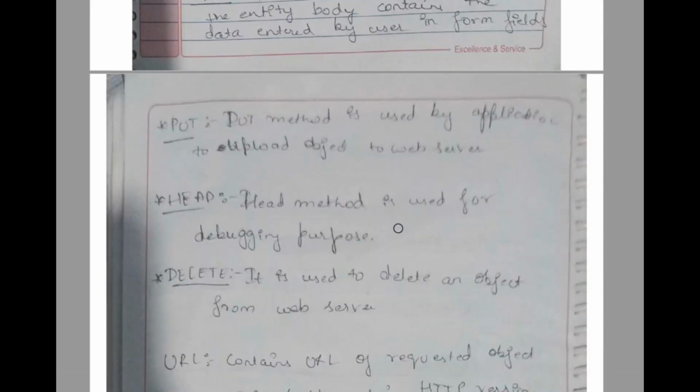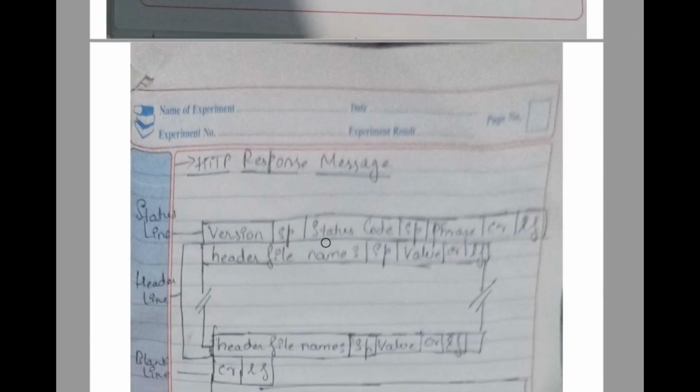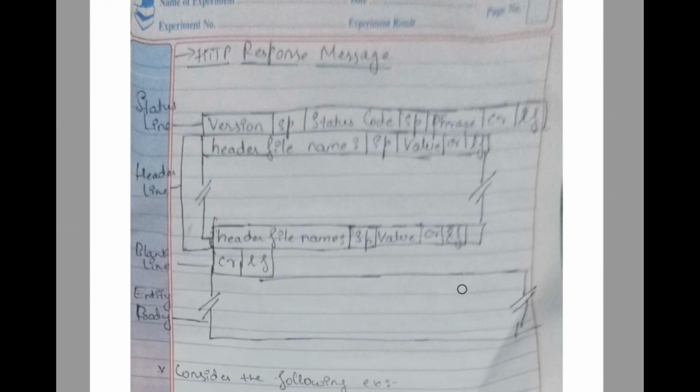Method, URL, version. The only difference here is version, status code, phrase. The rest of the things are the same. The request line and these three fields have been changed.